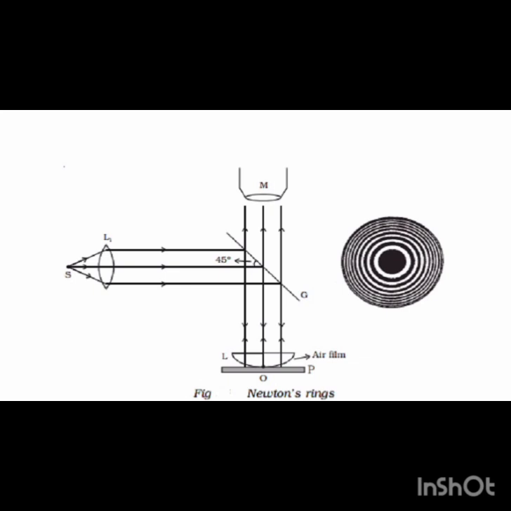If t is the thickness of the air film at a point on the film, the reflected wavelet from the lens has to travel a distance t into the film, and after reflection from the top surface of the glass plate has to travel the same distance back to reach the point again. Thus it travels the total path 2t.